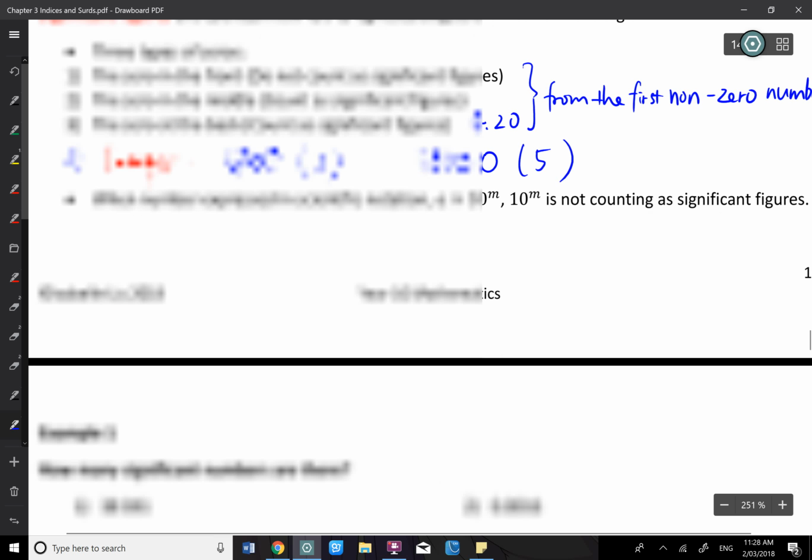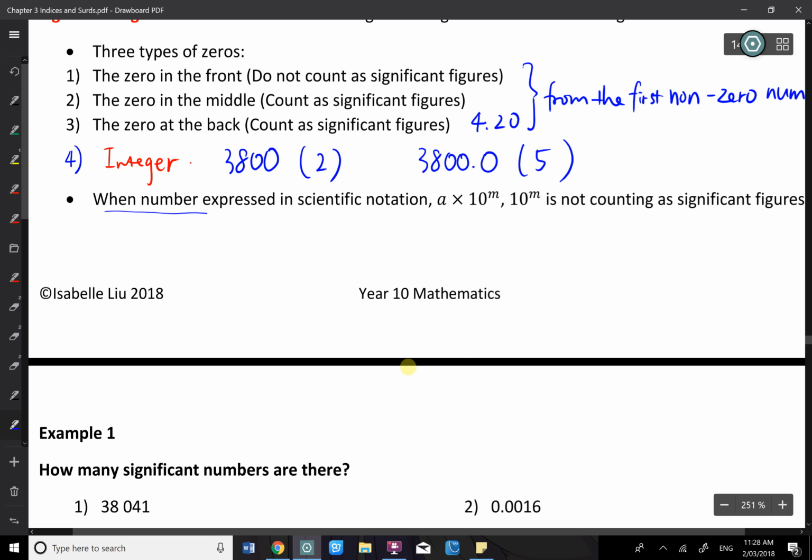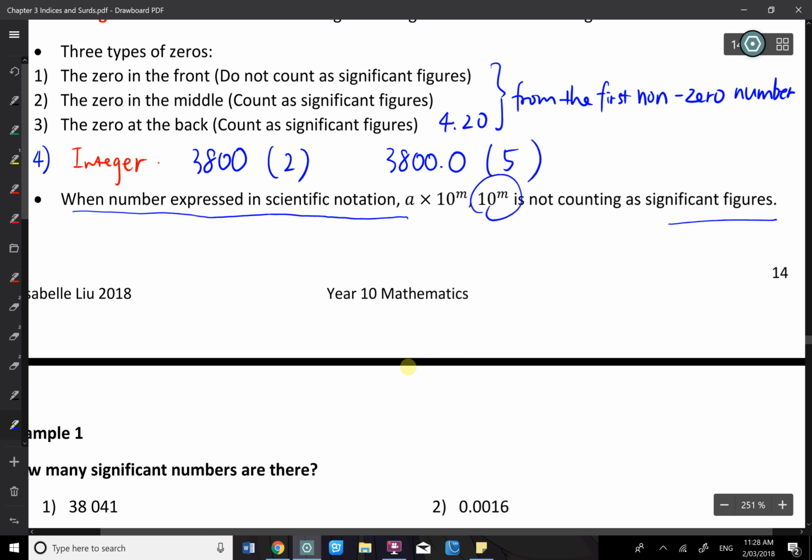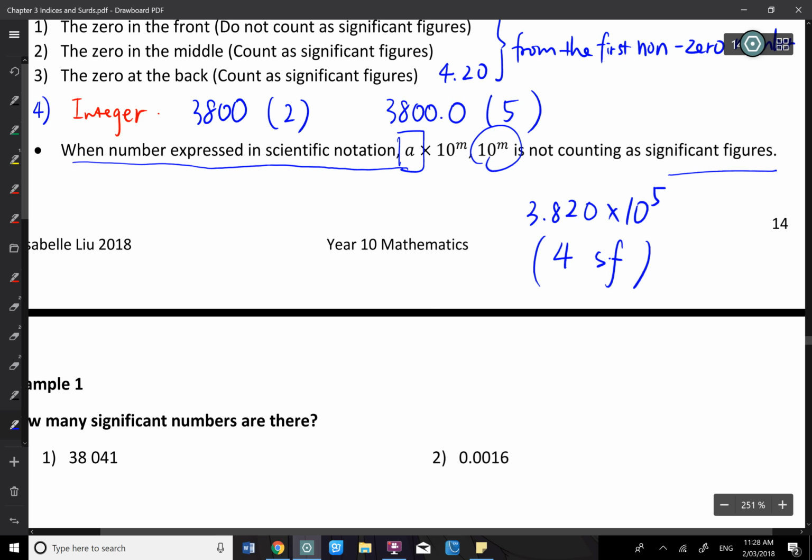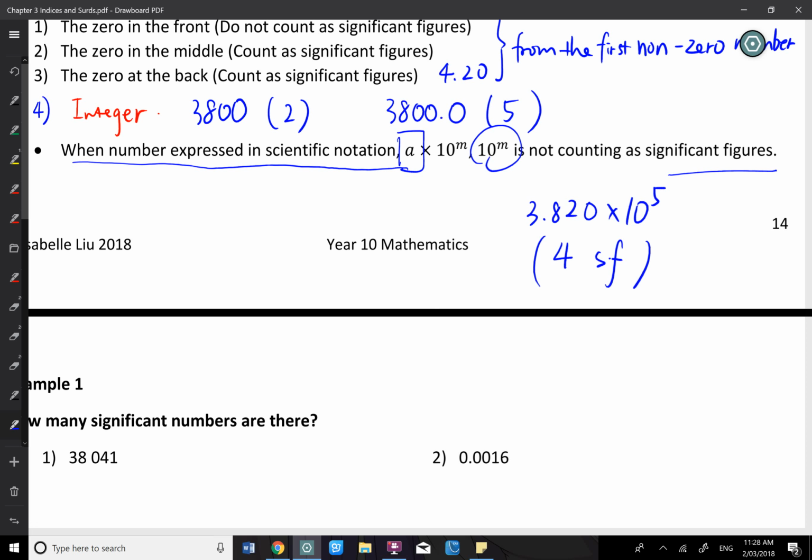Okay, and when a number is expressed in scientific notation, the 10 to the power of n is not counted as significant figures. What we have for A, that's the significant figures. For example, 3.820 times 10 to the power of 5. There are 4 significant figures. We don't count the 10 to the power of 5, we only count 3.820.